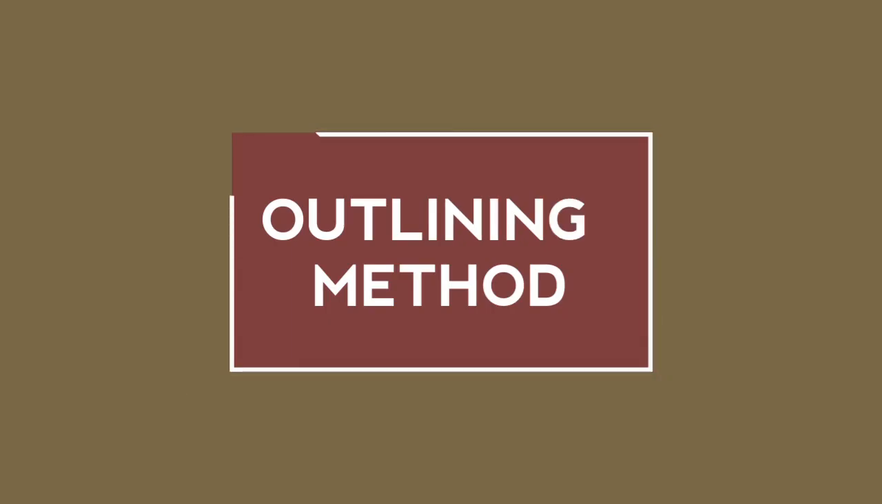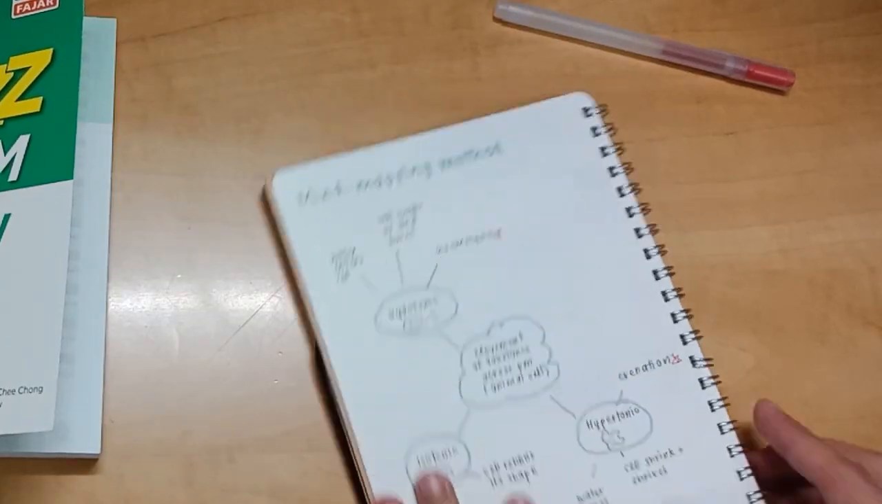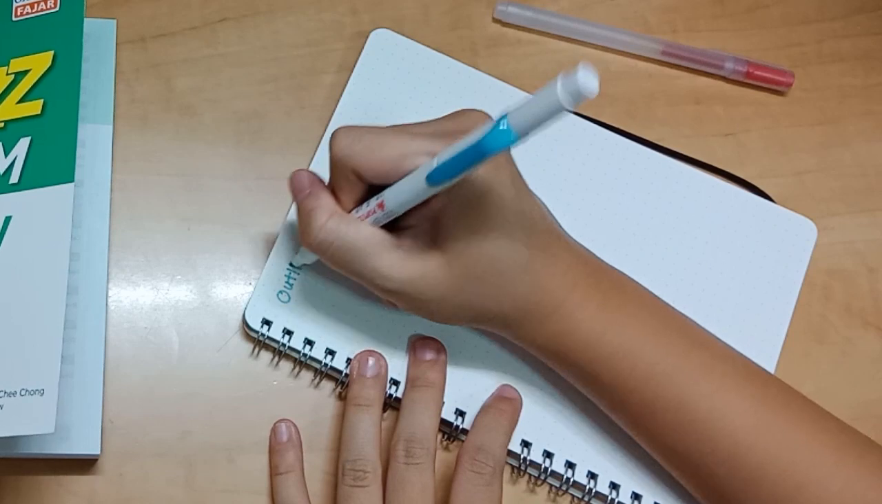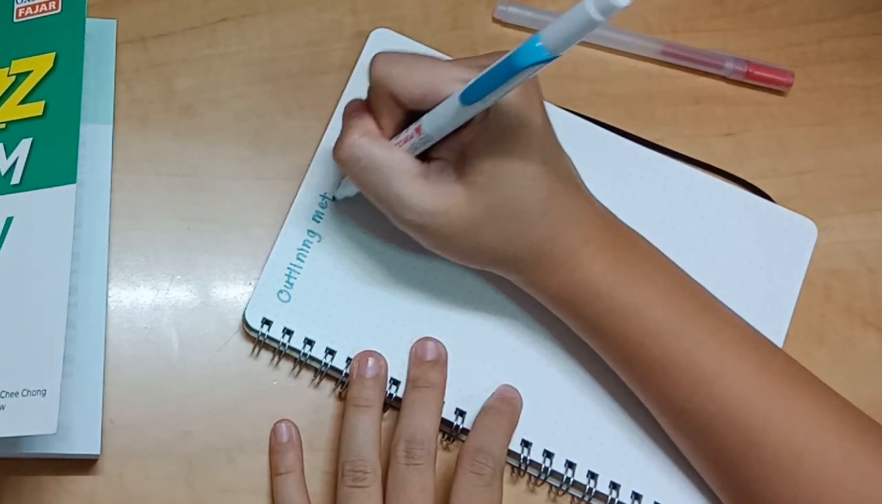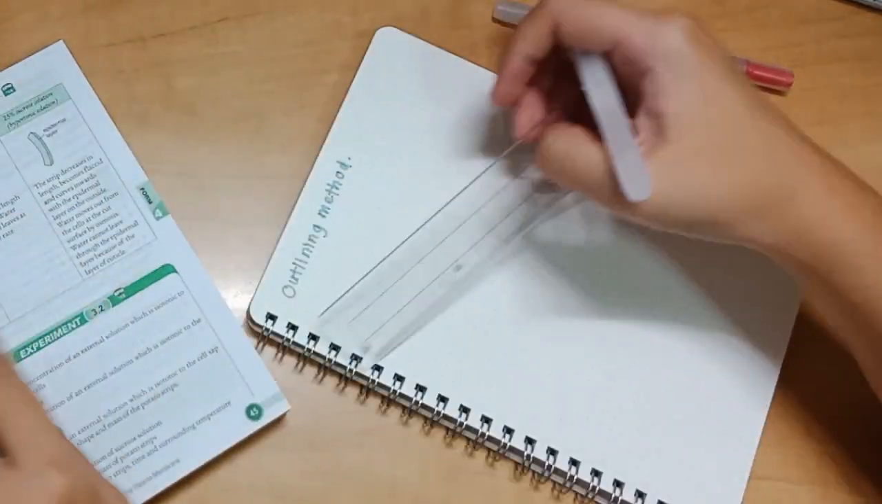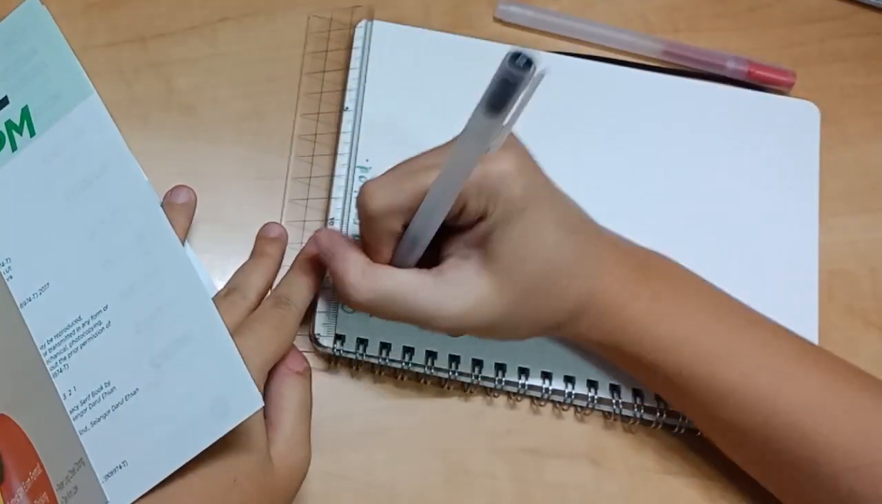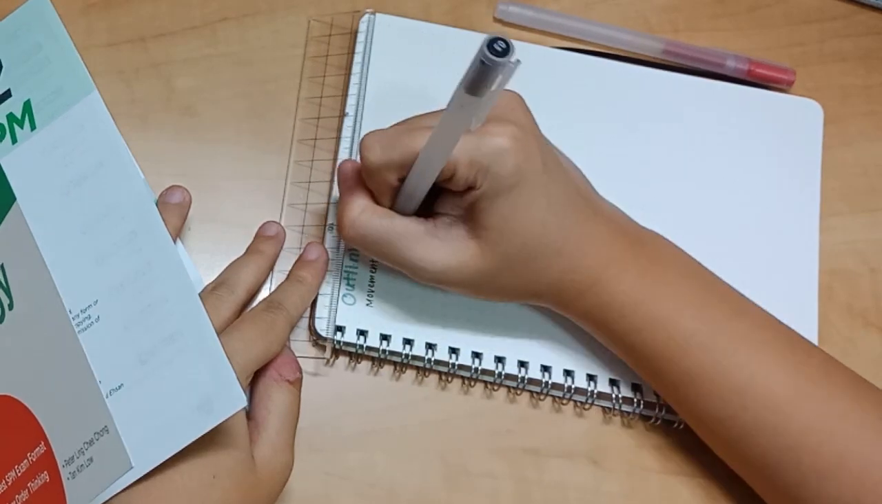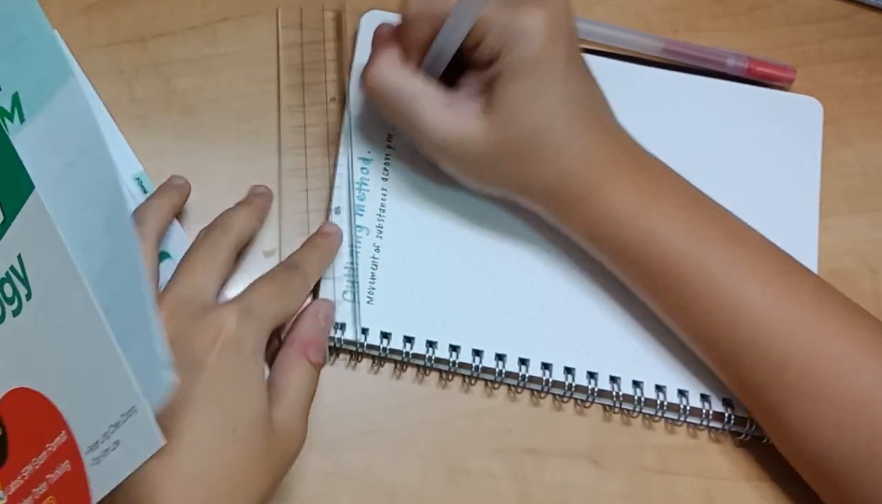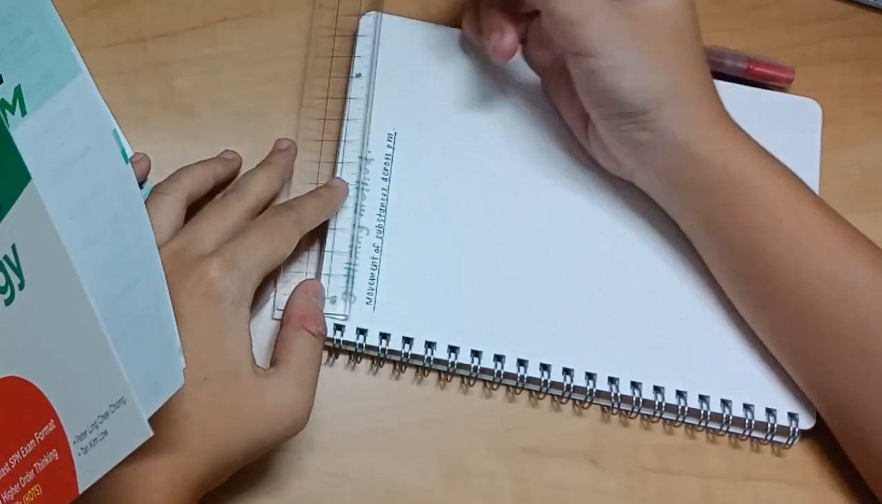The third method here is the outlining method. The outlining method is actually a very simple and quick method. Each section starts with the heading of the main topic. Each subtopic and supporting fact is written underneath the proper heading in the form of bullet points. It's just a very simple method, but it allows you to pull out information and identify the important information easily.